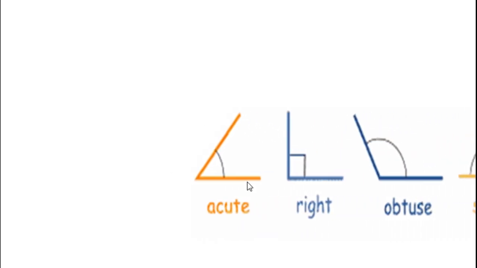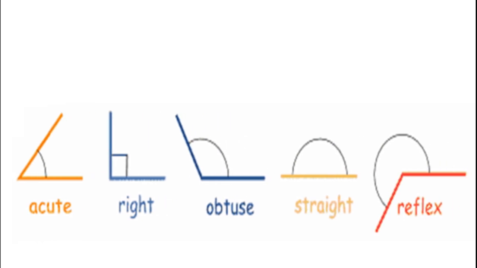Less than 90, then moving towards 90, that is right angle. Moving beyond 90, greater than 90, obtuse. Then stopping at 180 degree, straight angle. Then going beyond 180 degree, greater than 180 degree, we get reflex. So these are the 5 types of angles which you need to identify.